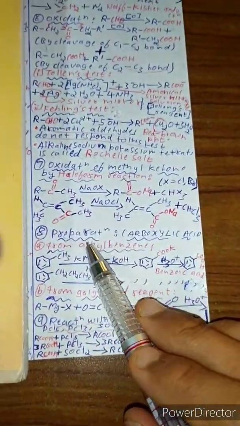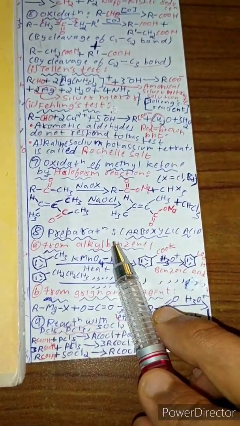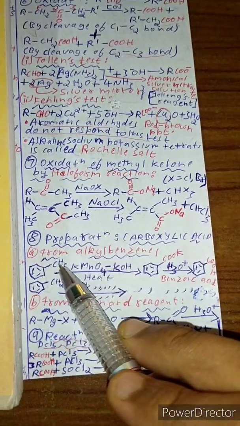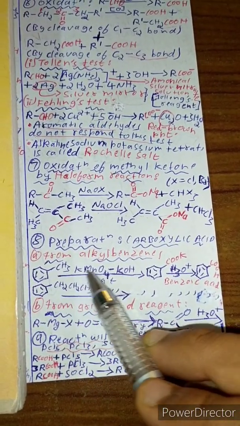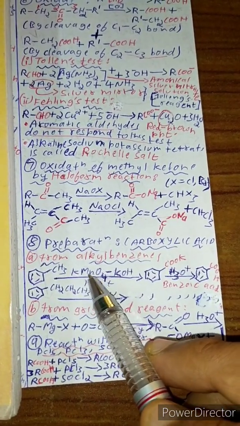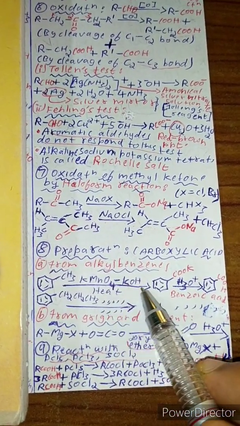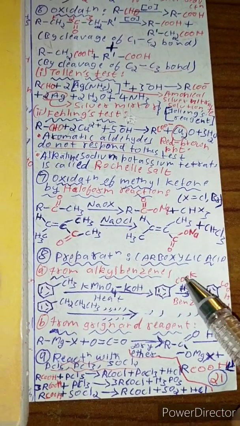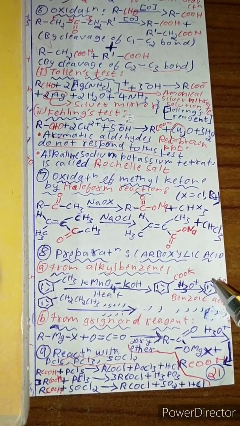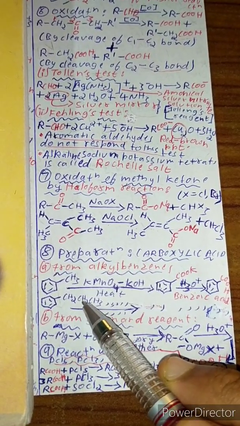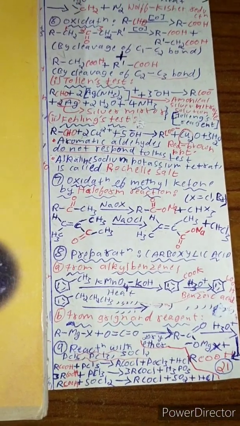Now let us study the preparation of carboxylic acid. First of all, it's from alkyl benzenes. When this alkyl benzene, this is an alkyl group and this is benzene, reacts in the presence of potassium permanganate, KOH and heat, it forms COOK benzene, and with hydronium ion forms benzoic acid. Same thing, if you react with this alkyl, it gives another product.